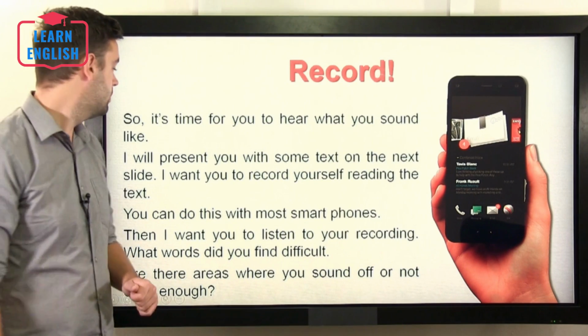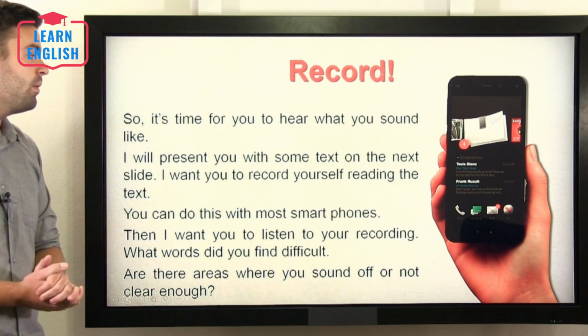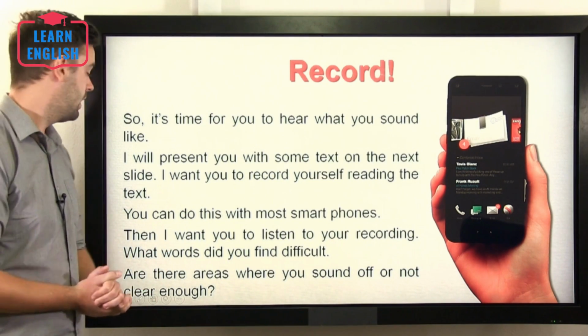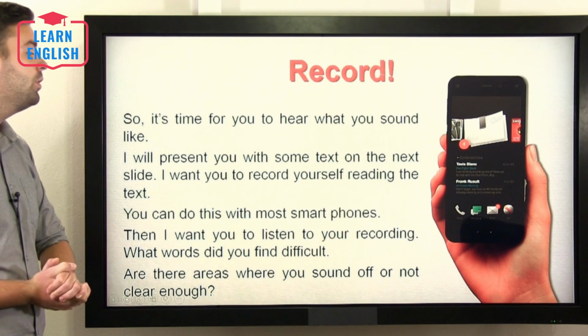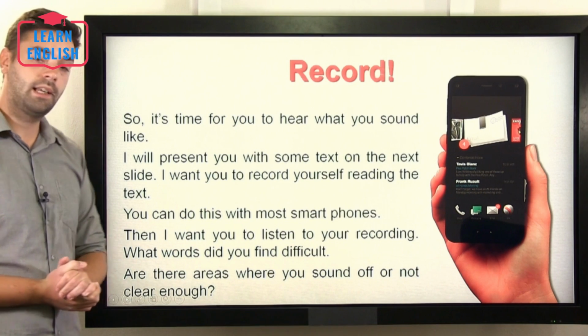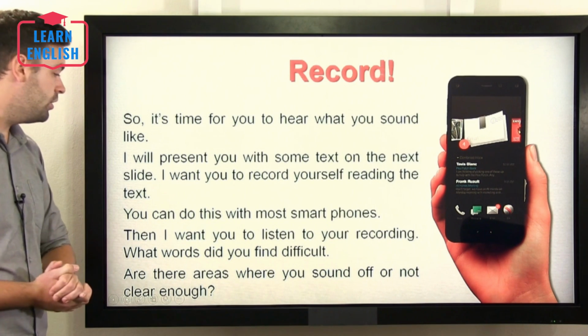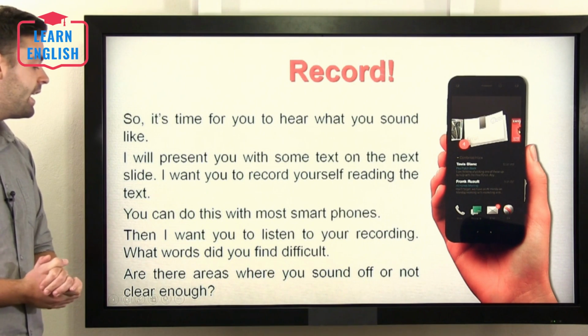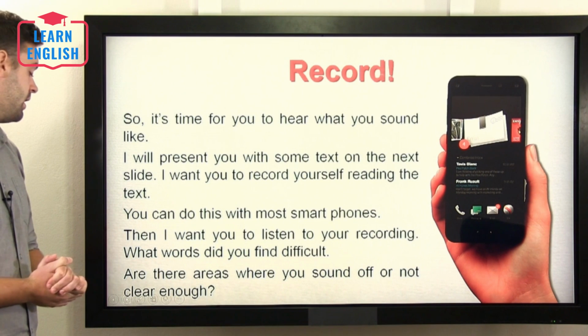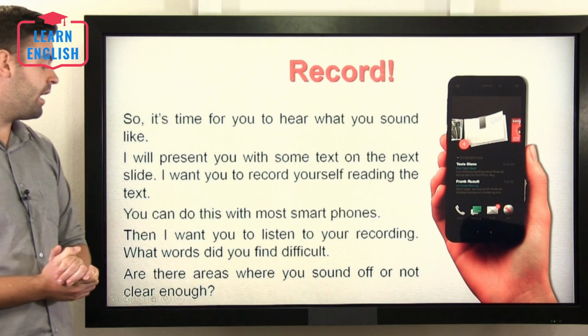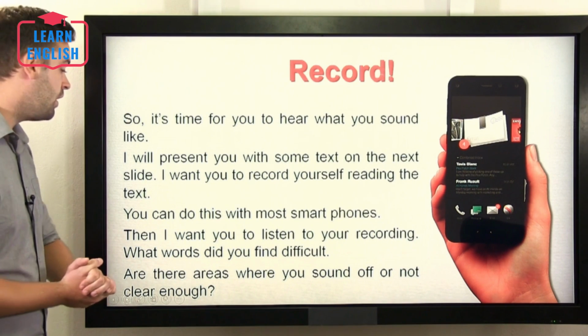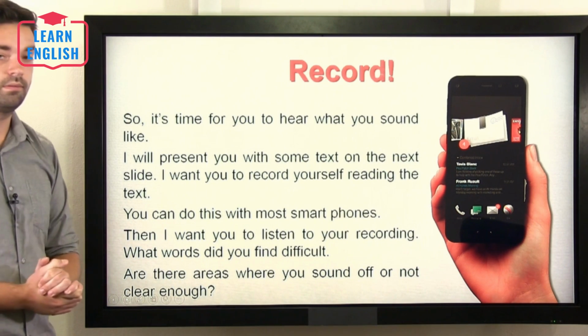So it's time for you to hear what you sound like. I will present you with some text on the next slide. I want you to record yourself reading the text. You can do this with most smartphones. Then I want you to listen to your recording. What words did you find difficult? Are there any areas where you sound off or not clear enough?